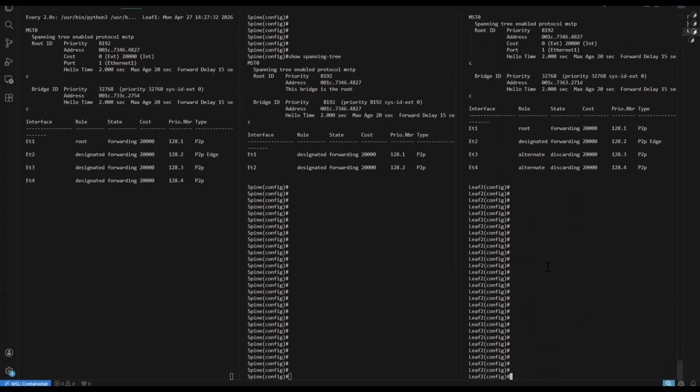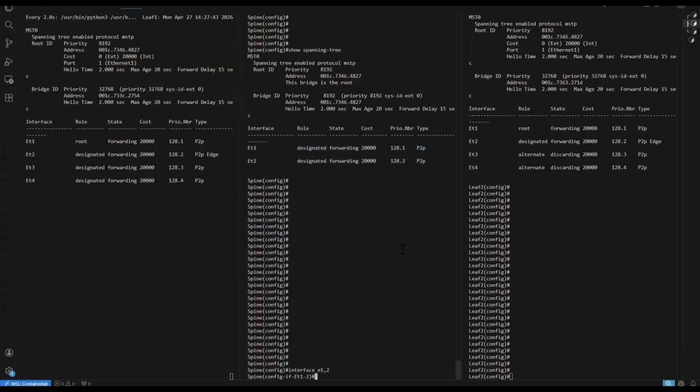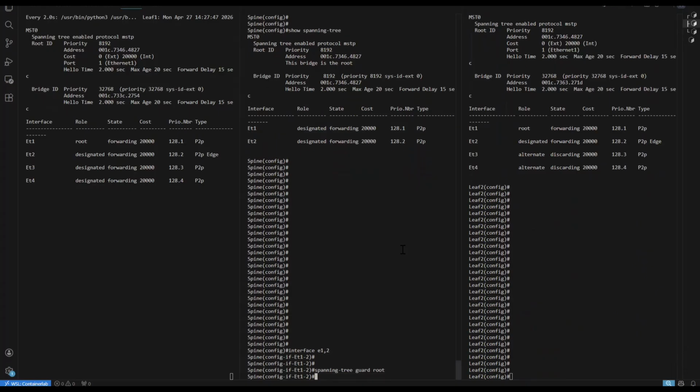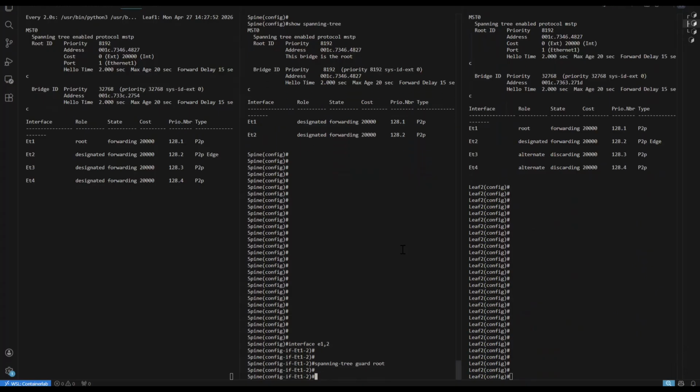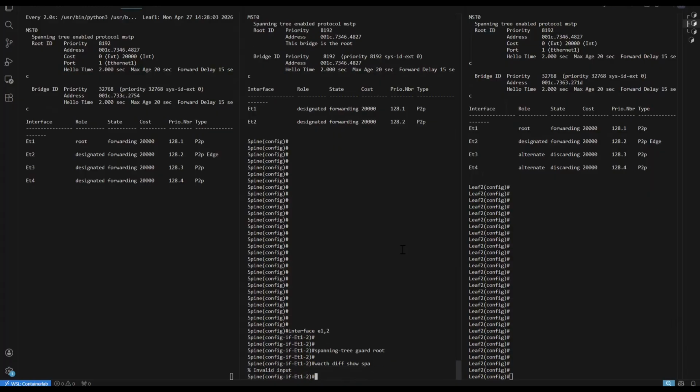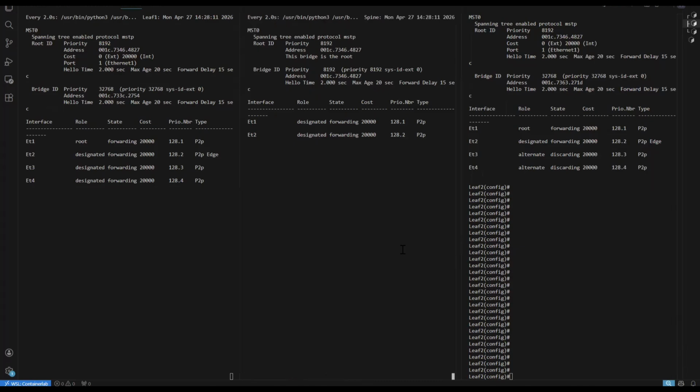So what I'm going to do is configure root guard on both ED1 and ED2. So interface ET1, ET2, spanning tree guard root. So I enabled spanning tree root guard on the spine on both interfaces. Right now I've enabled root guard on the spine, on both ED1 and ED2. Right now the priority is 8,000 on the spine.